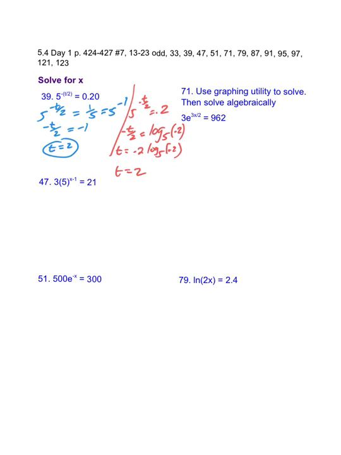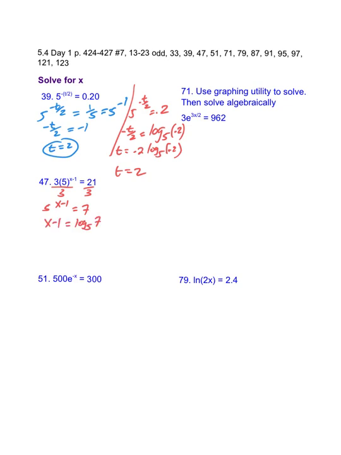In the next problem, we have an exponential equation. We need to begin by isolating the exponential portion. So we'll divide both sides by 3. And we'll have 5 to the x minus 1 equals 7. This one we're going to rewrite in logarithmic form. So we can say this is x minus 1 equals log base 5 of 7.